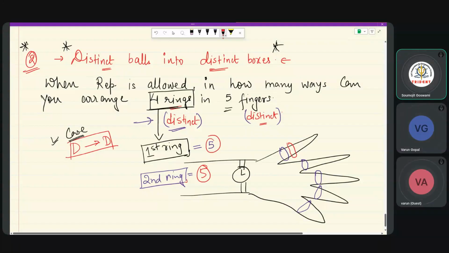So it is 5 into 5 into 5 into 5. The third one also has 5. Yes. And the distinct to distinct cases, a raised to the power 5.